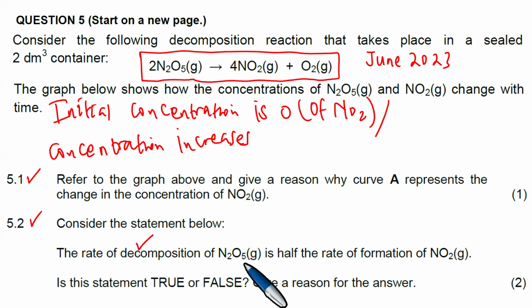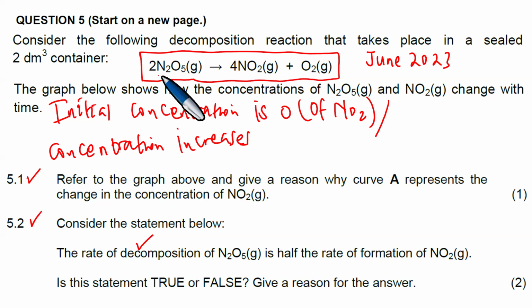The rate of decomposition of N2O5 is half the rate of formation. We can see this indeed by looking at the balanced chemical equation. Is it balanced? Okay, let's check if it's balanced. 2 times 2 is 4. We have 4 nitrogen atoms on the left, and here we have 4 nitrogen atoms on the right.